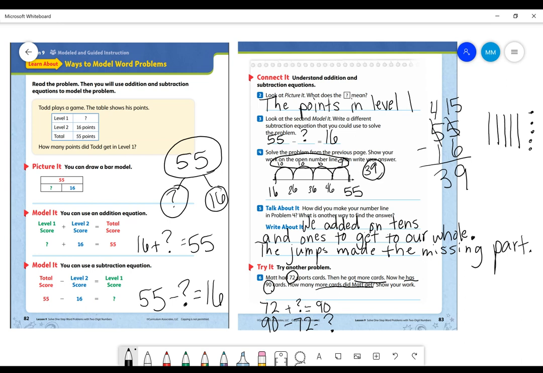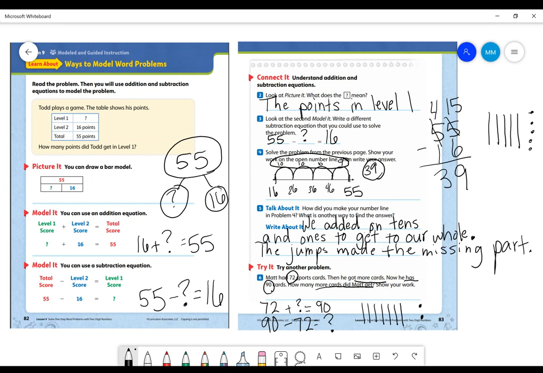So here's what I'm going to do. I am going to draw my tens and ones. So I am going to actually make an addition. I'm going to add 72, so 7 tens. So 1, 2, 3, 4, 5, 6, 7, and 2 ones. And I know that all together I am making 90. So I am going to add on to my ones first. So 72 plus a missing part.